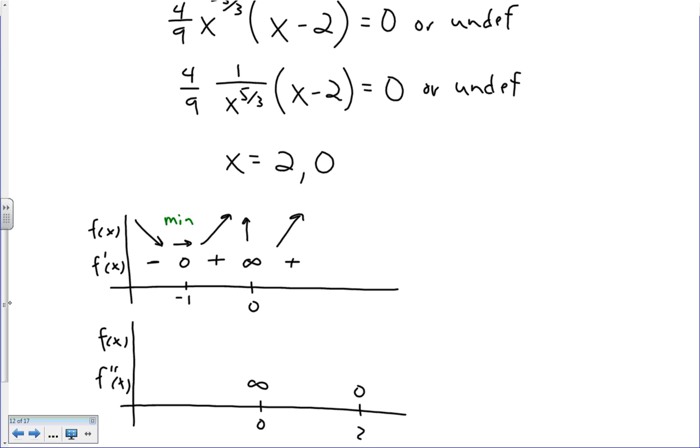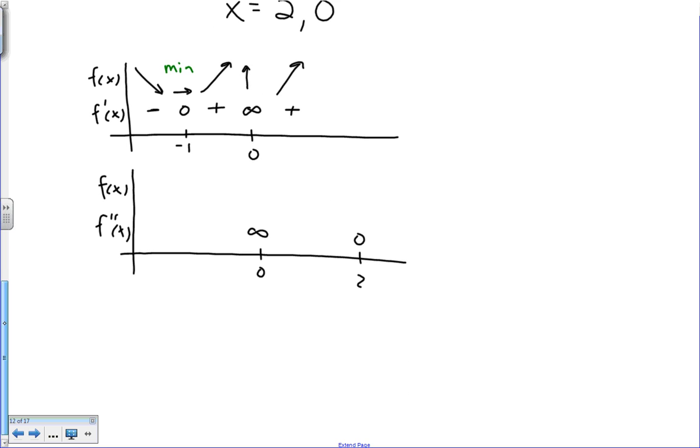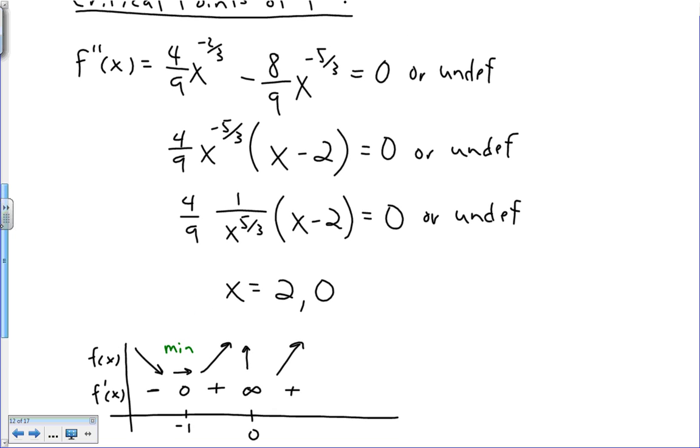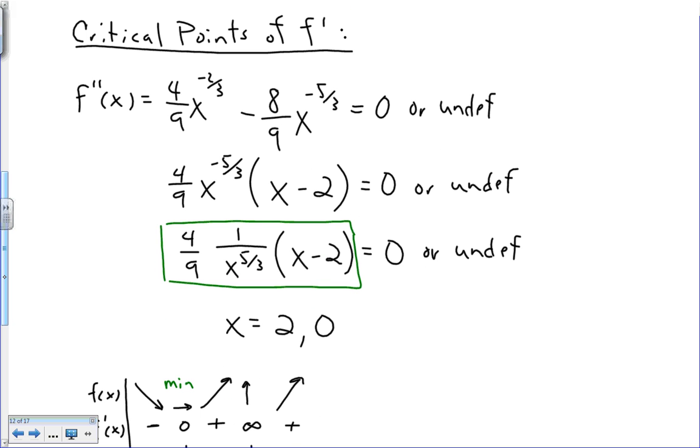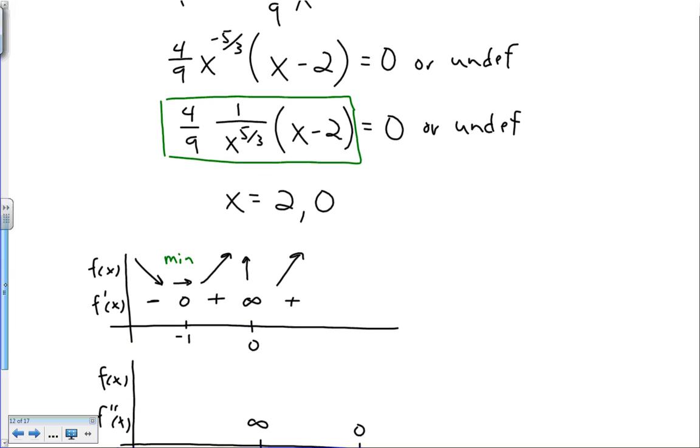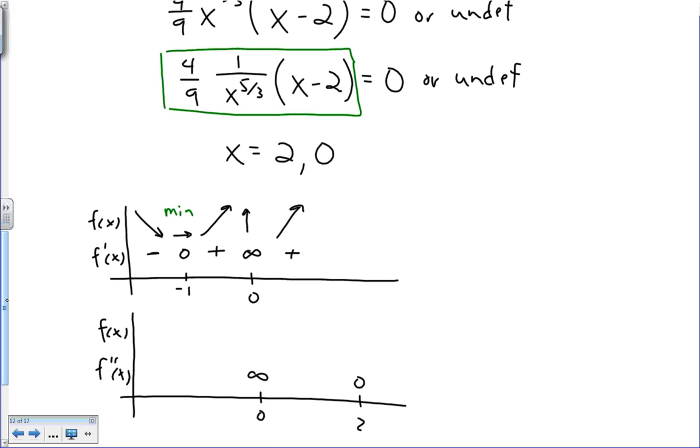All right, let's do the same thing for the second derivative. Come back up here to our second derivative equation. I'm going to look at this last way that we wrote this. Again, you could work with any one of these, but this is the easiest one to work with in terms of finding the sign. So we're going to plug in a value that's less than 0, like -1.